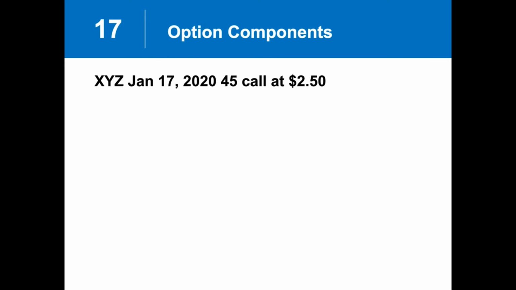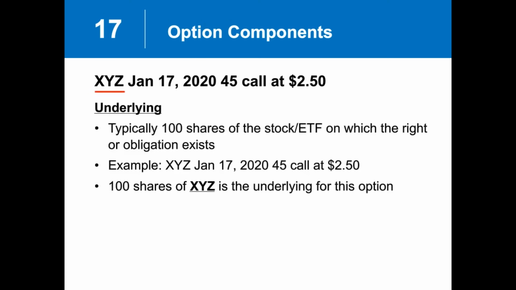All right, it's a lot of words. It's a lot of numbers. It's a lot of, what does that mean, right? Exactly. So what does this mean? Well, let's break this down. XYZ is going to be our underlying. That's the company with which we have the right to buy or sell shares. That's the company that this option is going to represent.